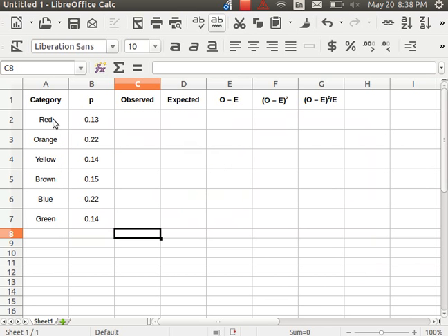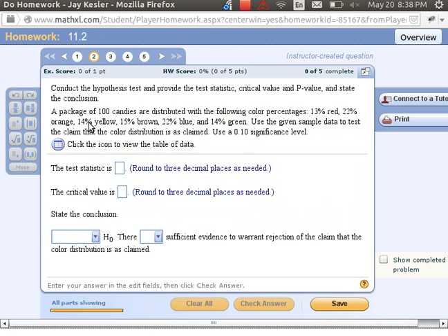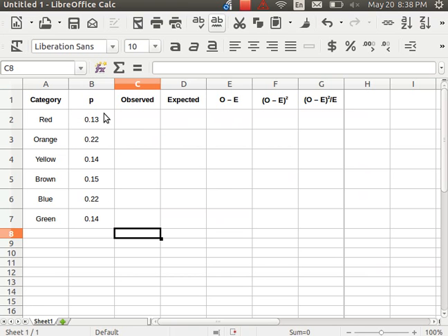So I'm going to come into Excel and start out with my category. The one thing I'm doing different than what we did in class is that I'm adding this column for my proportions. In these problems, like number 2, where I'm given the proportions, I can just type in the proportions of each category. So I had 0.13 red, 0.22 orange, etc. So I've got all that information in my Excel file. Now the rest of this is going to be exactly like what we did in class, except of course we're going to use Excel to do all the calculations for us.